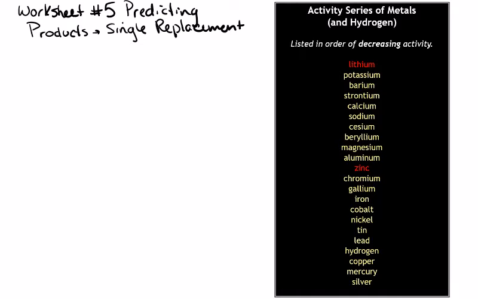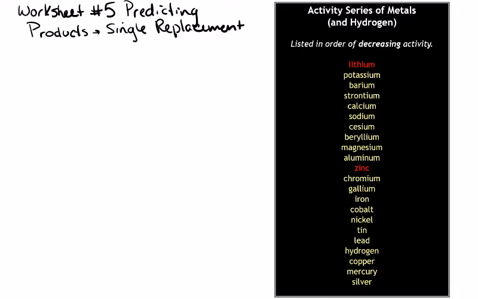This is worksheet number 5 in your packet, and it's going to require you to use the activity series of metals. You will find the activity series included right after your periodic table in your packet. In case you don't want to use your notes, I know it's very small in those boxes, you can go back to the beginning of your packet, and it's right there behind the periodic table.